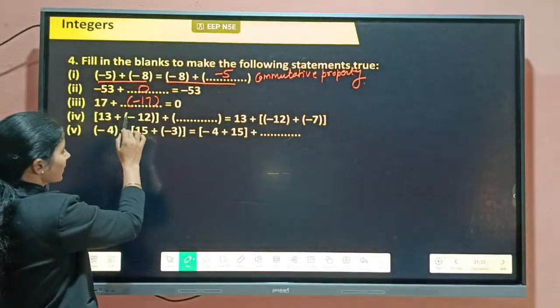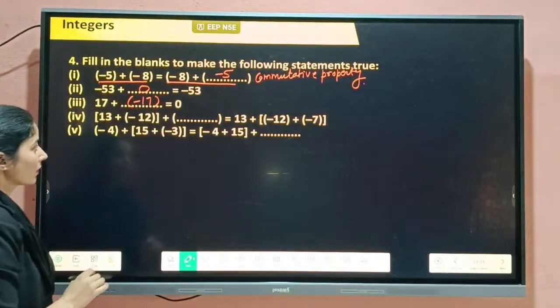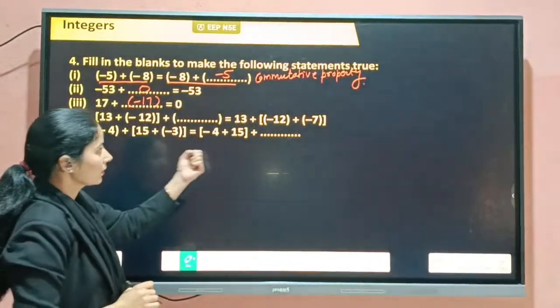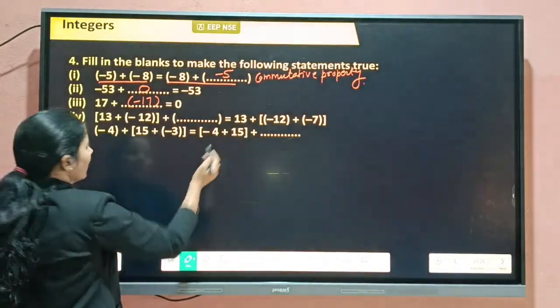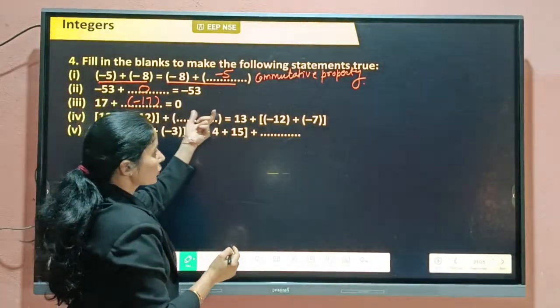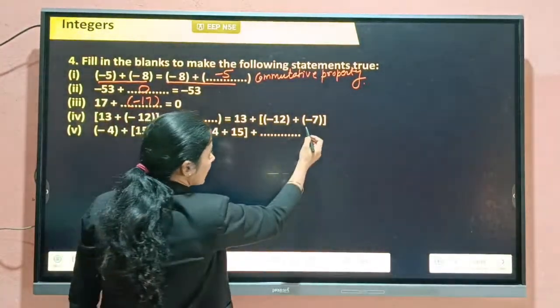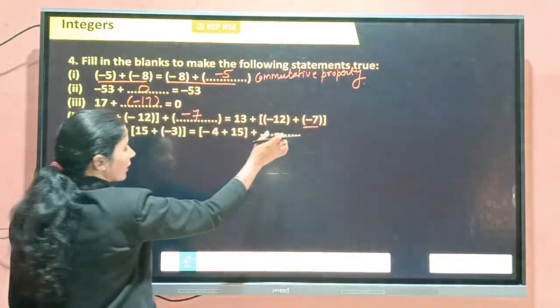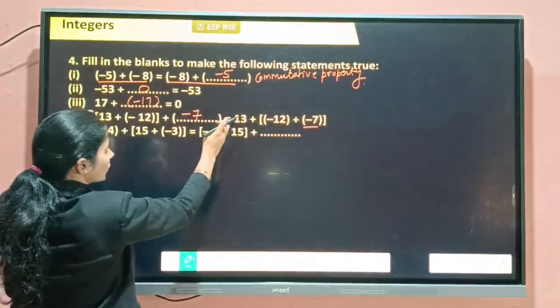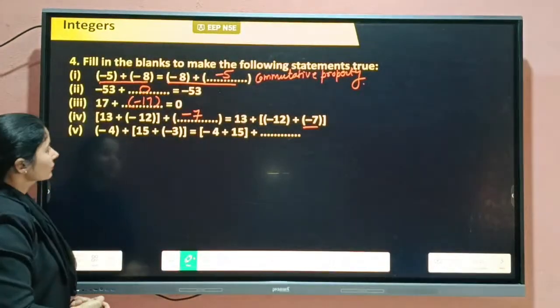13 plus, then again this minus 12 plus. What should be added there so that this statement will become true? This is 13, this minus 12 plus what should be there? From there it is clearly visible that minus 7 should be there. If I put minus 7 there, then this statement will become true.